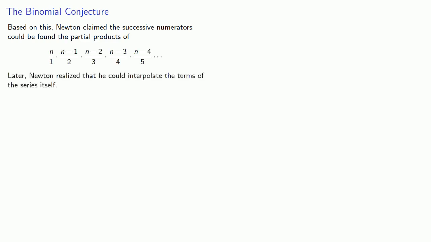So, what's a mathematician who doesn't make conjectures? Based on this, Newton claimed that the successive numerators could be found in the partial products of... and it was only later that Newton realized he could interpolate the terms of the series itself.